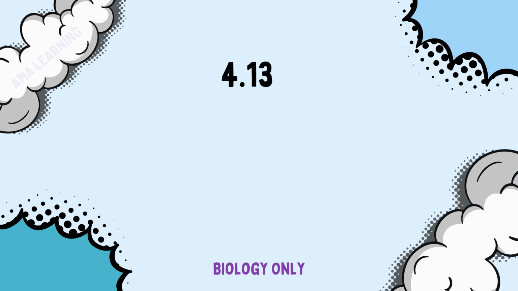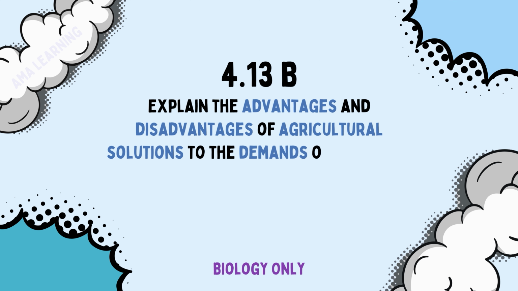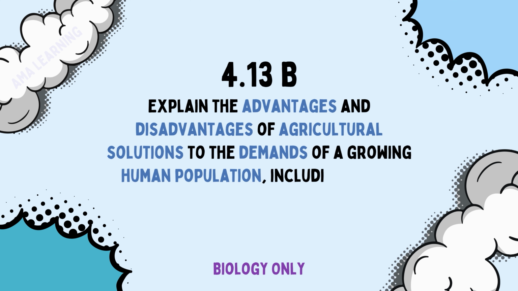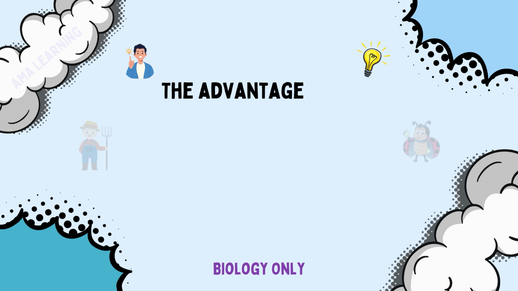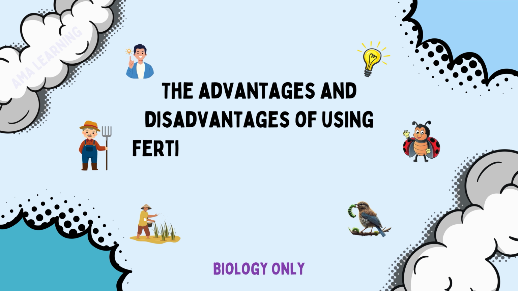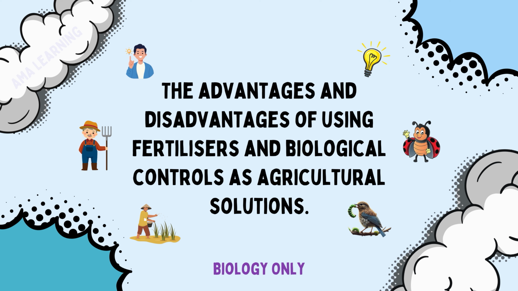Specification point 4.13 b: Explain the advantages and disadvantages of agricultural solutions to the demands of a growing human population, including use of fertilizers and biological control. This is a biology-only specification point. To successfully answer any GCSE questions linked to this topic, you will need to know the advantages and disadvantages of using fertilizers and biological controls as agricultural solutions.